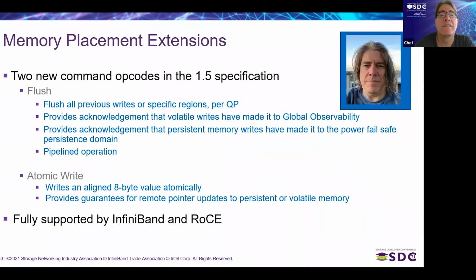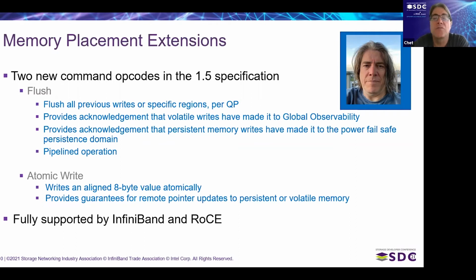So what can we do here? Well, what we did is the memory placement extensions were added in the 1.5 InfiniBand spec, and we added two new opcodes, two new commands. The first one is flush, and I'm going to go through some specific sequences and show you some examples of both of these. The first one is a flush command, and it basically flushes all previous writes to a specific region per queue pair. It doesn't affect writes on other queue pairs, but specifically the writes on this queue pair will be part of the scope for the flush.